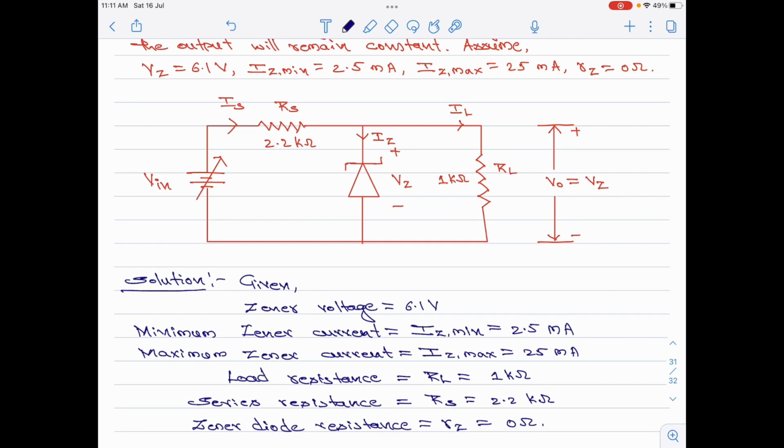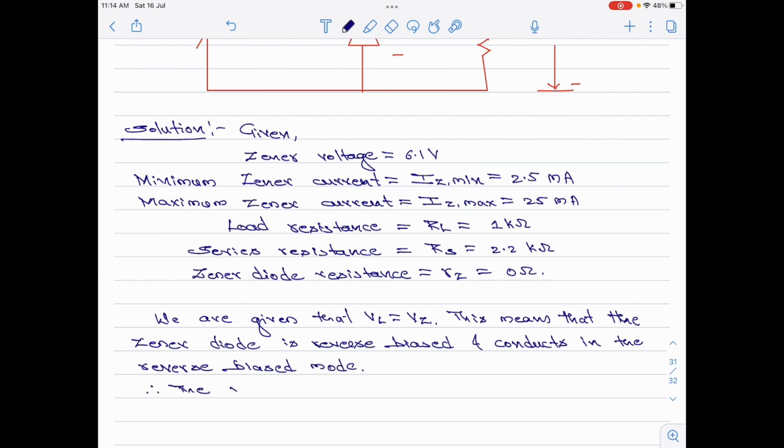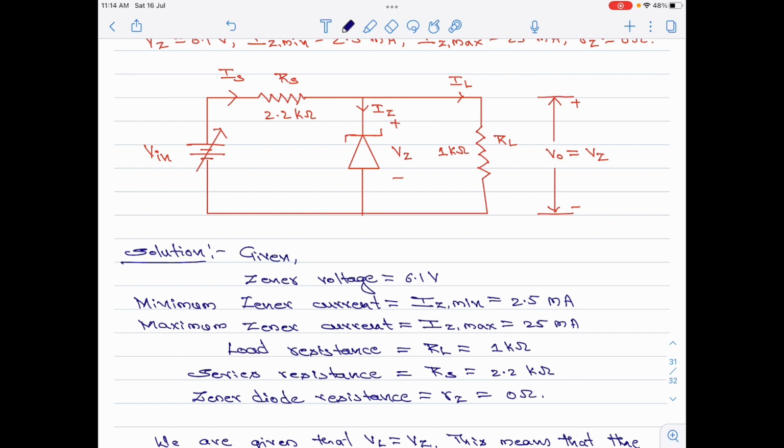Right. We are asked to find the values of the input voltage range at which the output remains constant. So, we understand that the diode is reverse biased and is conducting. When the Zener diode conducts in the reverse biased mode, the voltage across it will be equal to the Zener voltage Vz, and here it is given as 6.1 volt. Let us now start finding the values for the input voltage range at which the output remains constant.